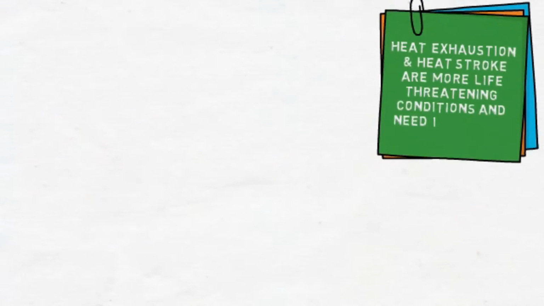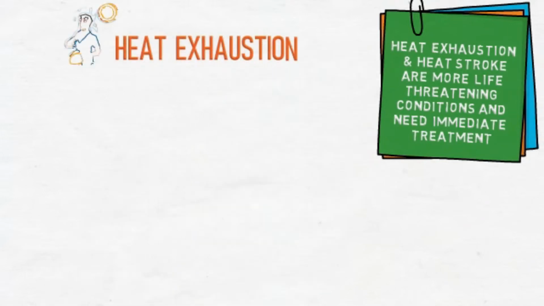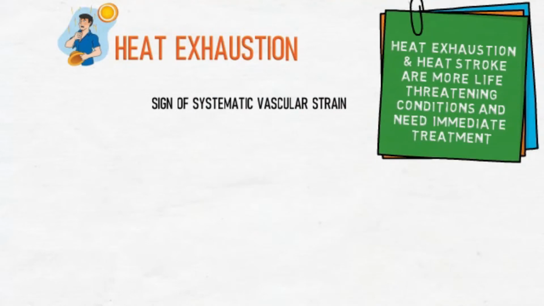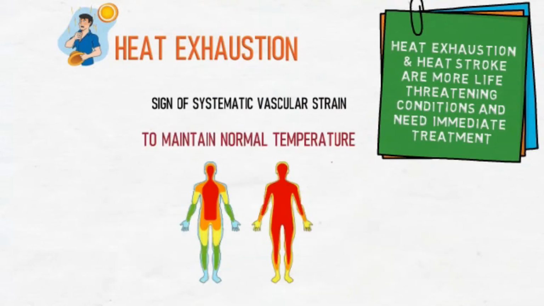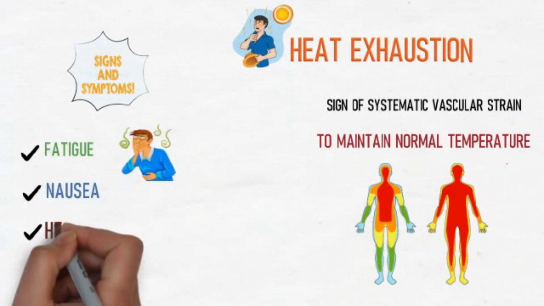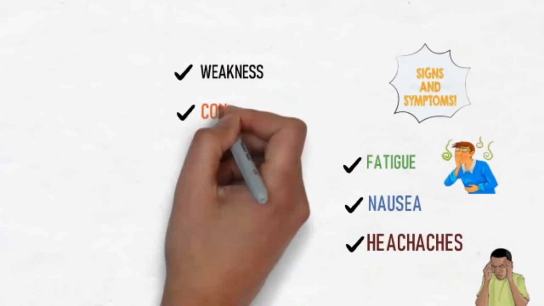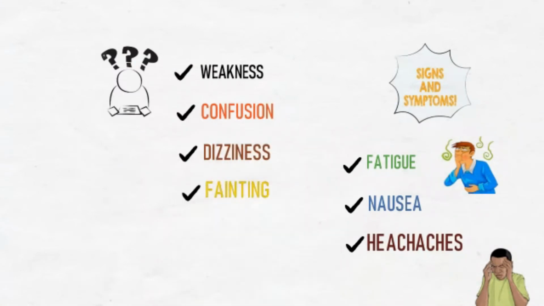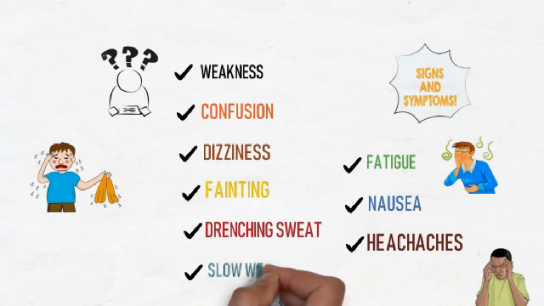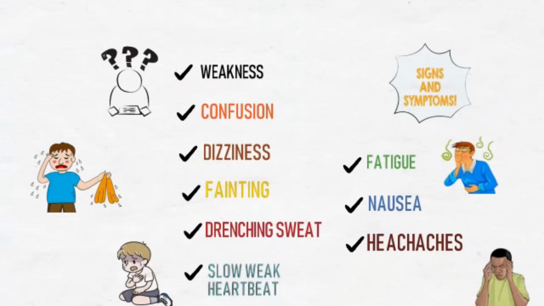Heat exhaustion and heat stroke are more life-threatening conditions and need immediate treatment. Heat exhaustion is a sign of systemic vascular strain in the body in an attempt to maintain normal temperature. Signs and symptoms of heat exhaustion are fatigue, nausea, headaches, weakness, confusion, dizziness, fainting, drenching sweat with cold, clammy skin, and a slow or weakened heartbeat.